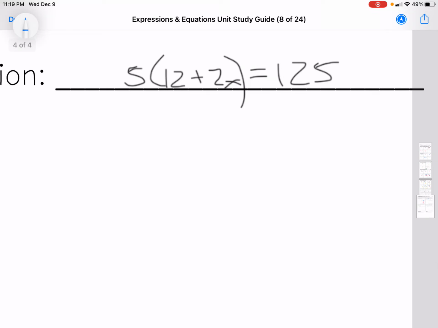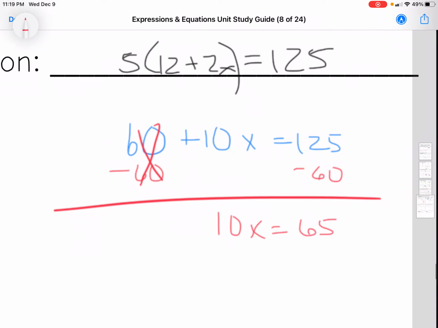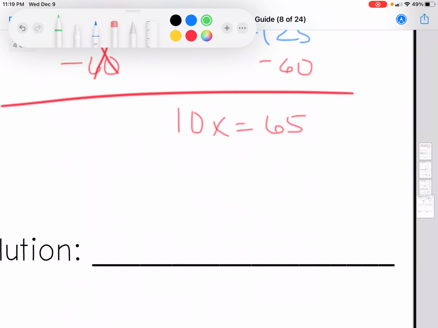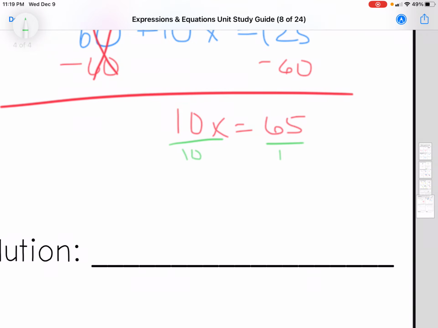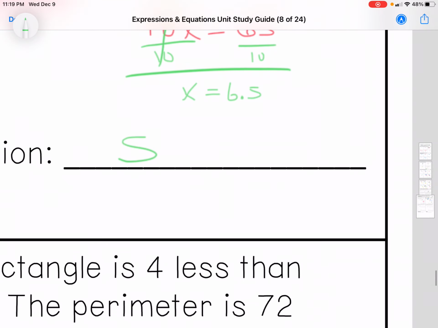Distributive property, that is 60 plus 10x equals 125. Subtract 60 from both sides. You're left with 10x equals 65. Divide by 10. x equals 6.5. So the cost was $6.50 per sock, whatever it was.